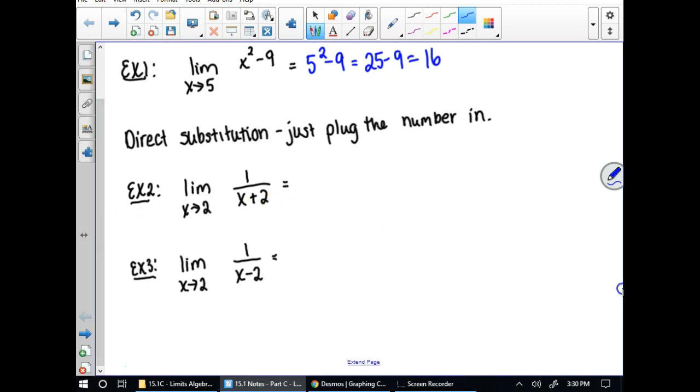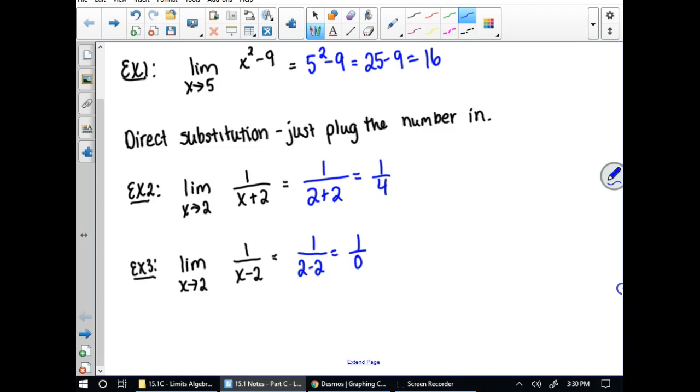So if we look at number 2, we're going to plug in the number: 1 over 2 plus 2 gives me 1/4. So the limit as x approaches 2 of 1 over x plus 2 equals 1/4. And so that just gives us the y value of the function at that point. Now, 3 is a little bit different, because look what happens when I plug in 2 for this one. I'm going to get 1 over 0.